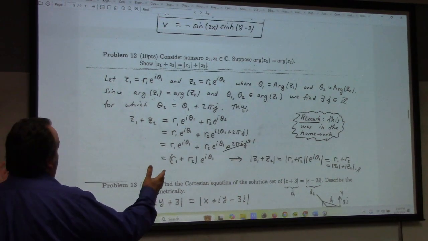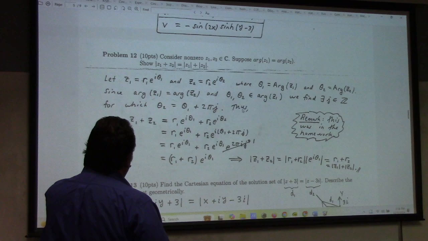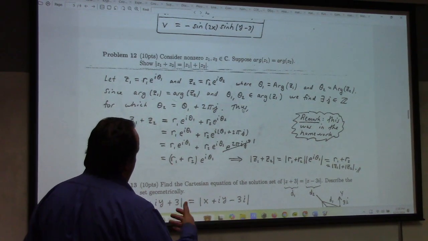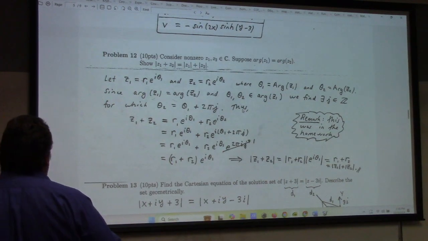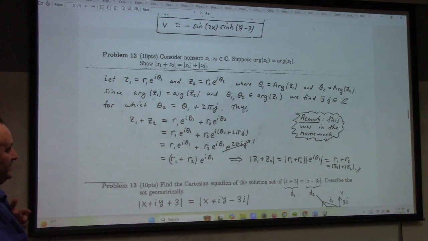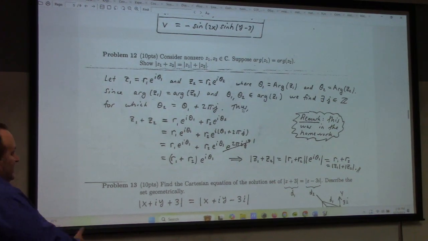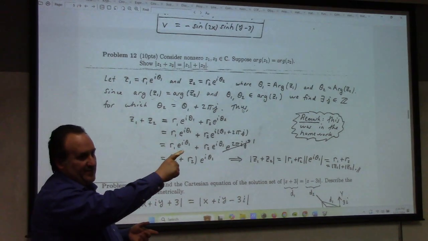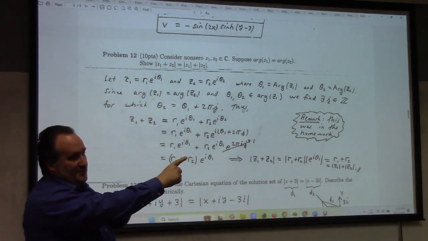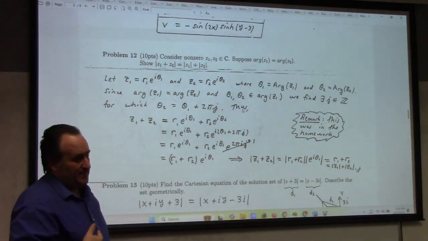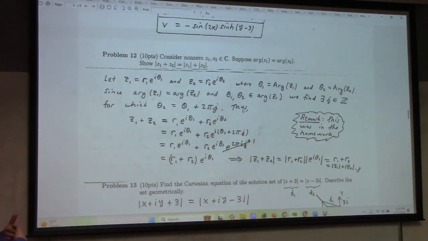It's a hard problem. So, why is it that when the argument of z1 is equal to the argument of z2, the length of z1 plus z2 is the length of z1 plus the length of z2? Geometrically, this is just obvious, right? If they have the same argument, they're pointing in the same direction. So of course, if you add two things pointing in the same direction, the length of the sum is the sum of the lengths. But I want us to show that here.